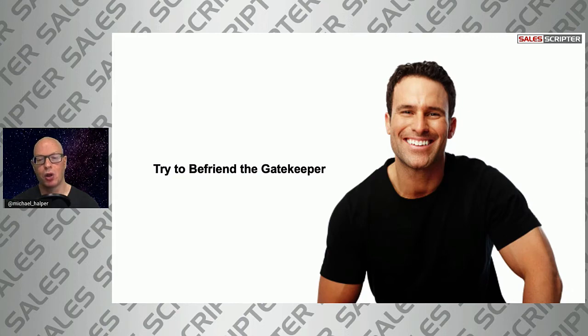A couple of small tips here. One is you could try catching the gatekeeper's name, and you could either do this before they start being difficult. Oh, by the way, I didn't catch your name, or, oh, what was your name? And then after you get their name, you use their name when you're talking to them. It can help to establish rapport.